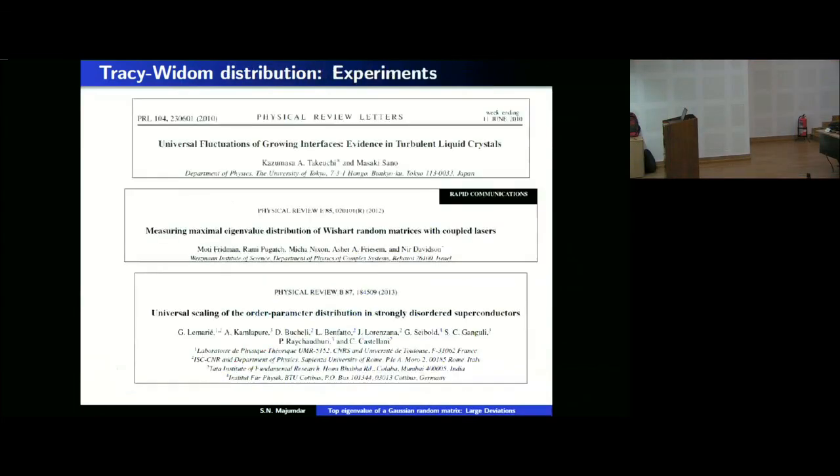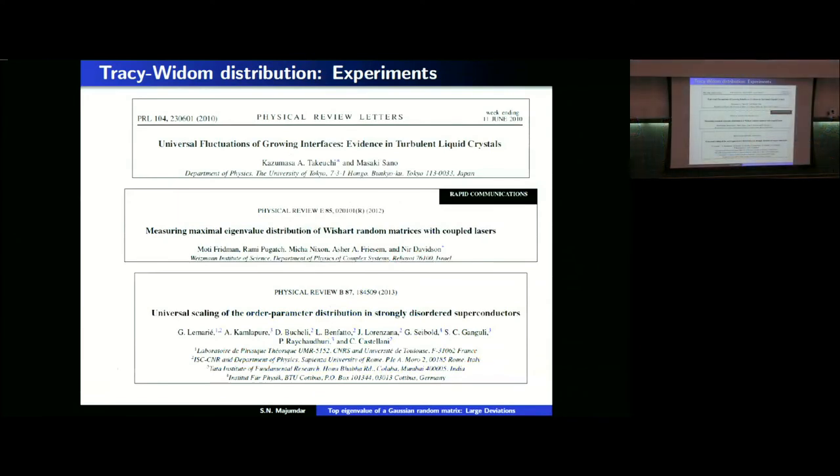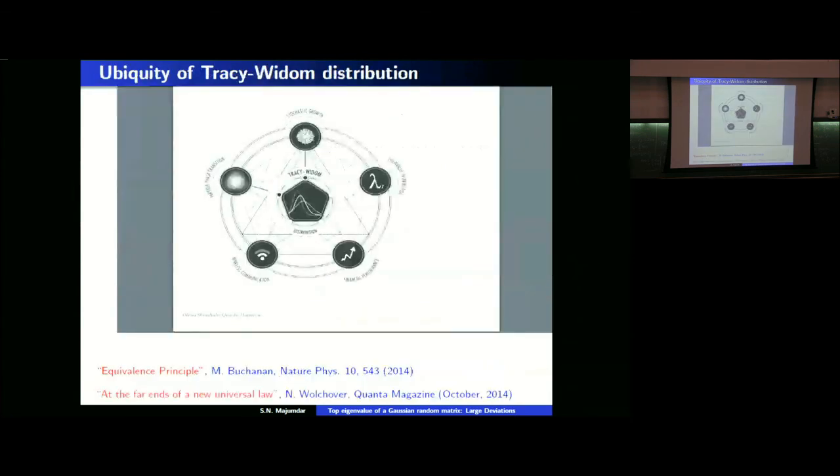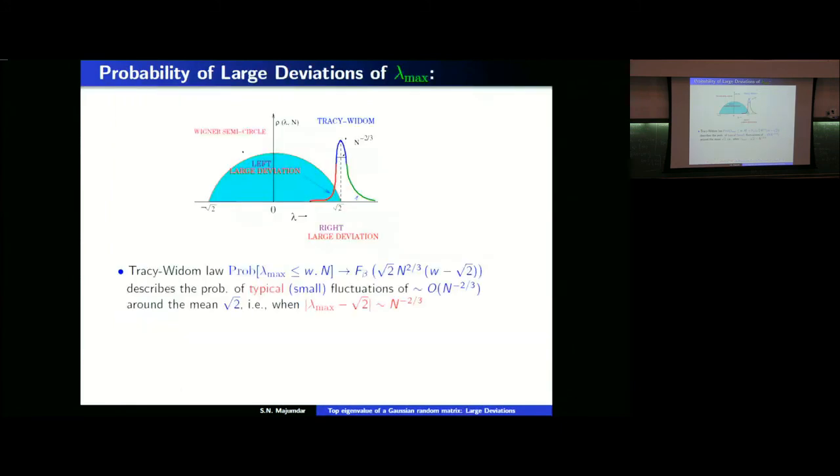And it has been measured in many different experiments. So this is the turbulent liquid crystals, this is the coupled lasers and disordered superconductors and so on. As Anupam also mentioned, you can find some popular science articles where they discuss the ubiquity of the Tracy-Widom distribution, okay? So now, I'll just finish this and then I'll stop basically.